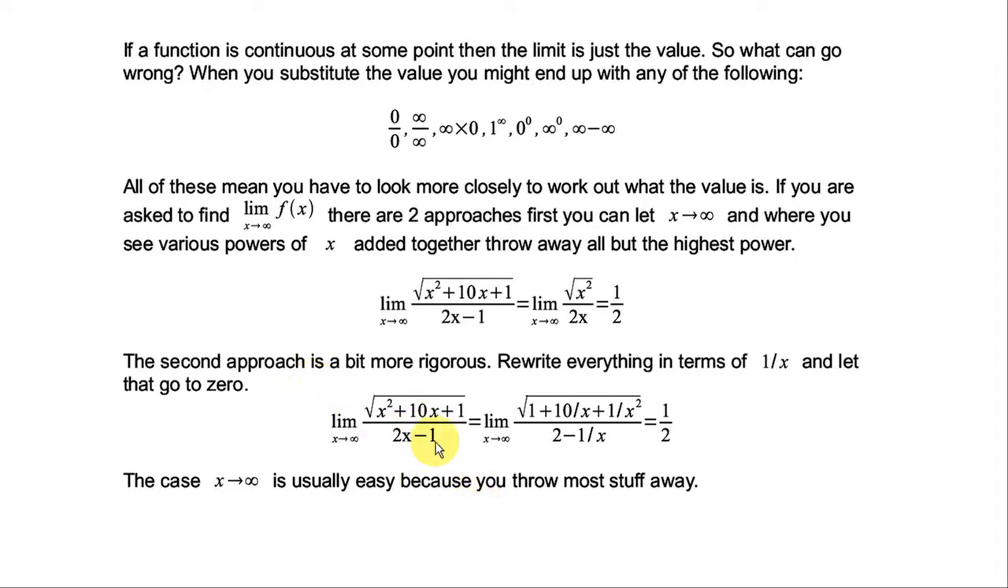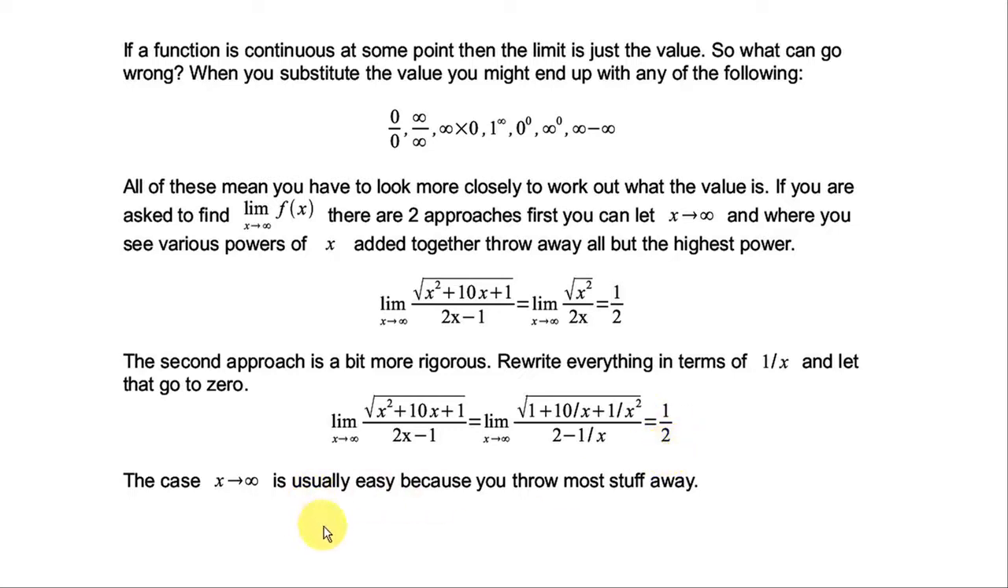And if we do that here, if we divide the bottom by x and the top by x, you're going to get 2 minus 1 over x for that. And if you divide the top by x, you'll have to divide inside by the square of x, because inside that square root. So you'll get 1 plus 10 over x plus 1 over x squared. And if 1 over x goes to 0, then 1 over x squared, which is just the square of it, is going to go to 0 even faster. And so that lot's negligible, and that lot is negligible, and you just get basically 1 over 2, or a half.